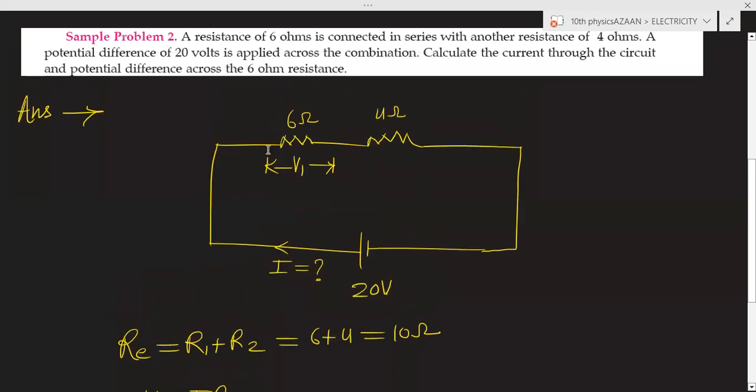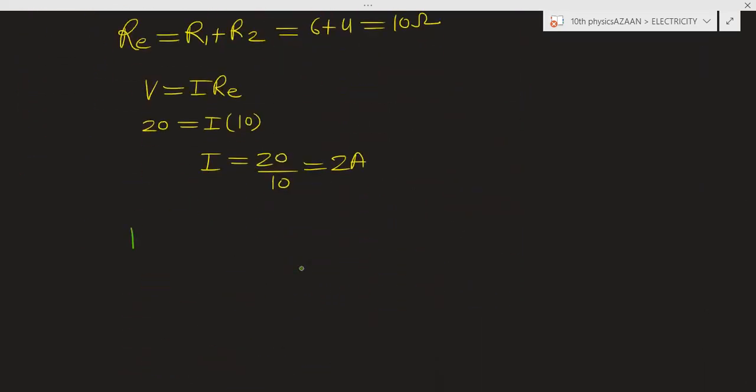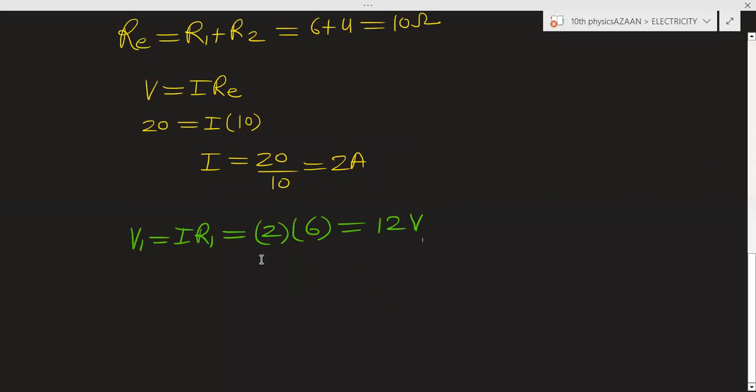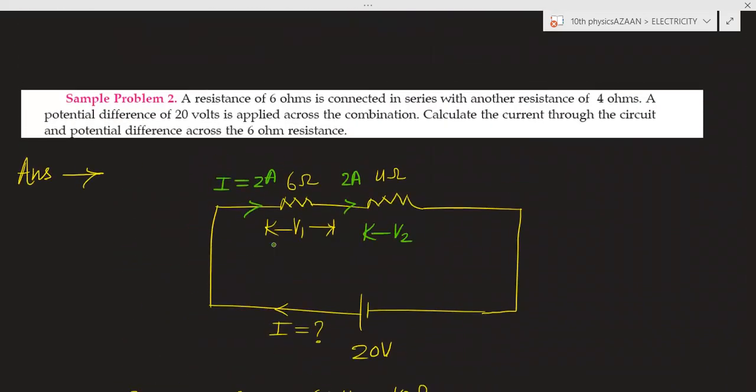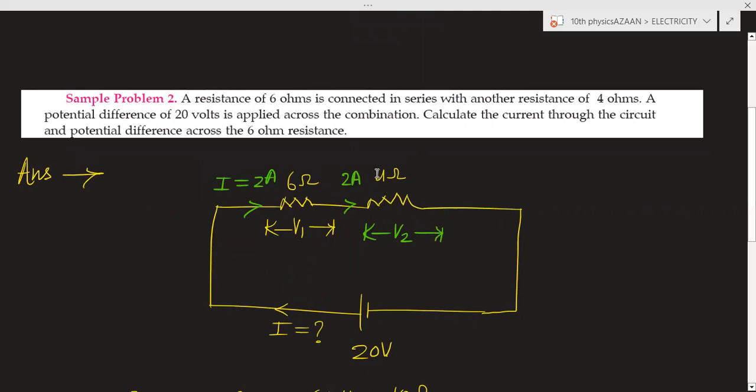Now we know that this 2 ampere current will flow through each resistance. So current I is equal to 2 ampere. Through 6 ohm there will be 2 ampere current, and through 4 ohm resistance there will also be 2 ampere current. They are asking to calculate the current through the circuit, so it will be 2 ampere. And what is the potential difference across 6 ohm? You can easily calculate V1. You can apply V1 is equal to I into R1. I is 2 ampere, R1 is 6, so it will be 12 volt. In this way you can calculate. And if you want to find the voltage across the 4 ohm resistance, that also you can find: V2 is equal to I into R2, which means 2 into 4.